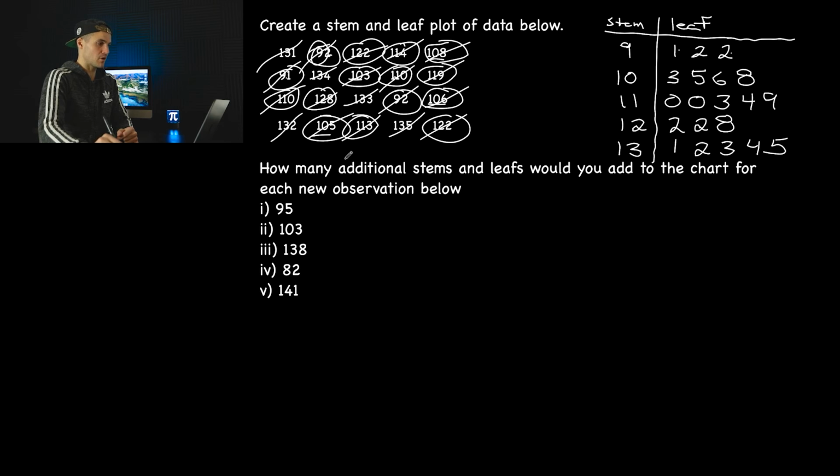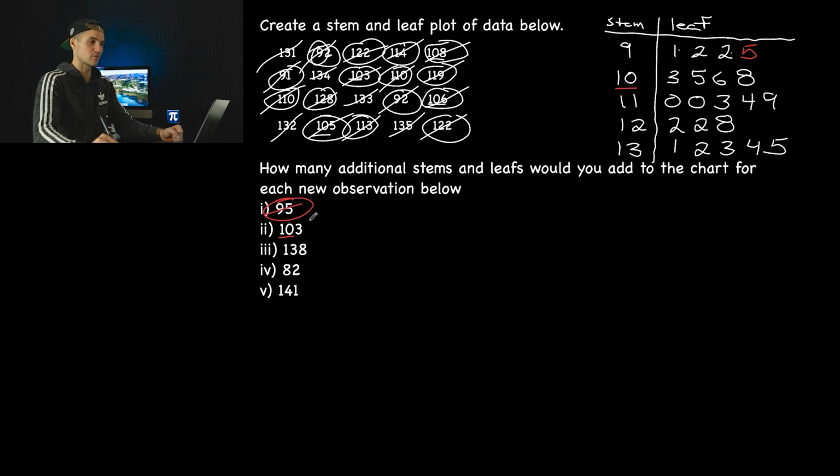Now, for the second part, they're asking how many additional stems and leaves would you add to the chart for each new observation below? Okay, so let's go through these. 95. Well, notice we already have a stem for the 90s, right? So we don't have to add a new stem, we just have to add a new leaf. We would have a 5 right there, right? So this one would only be 1 new leaf that would have to be added because we already have the 9 stem.